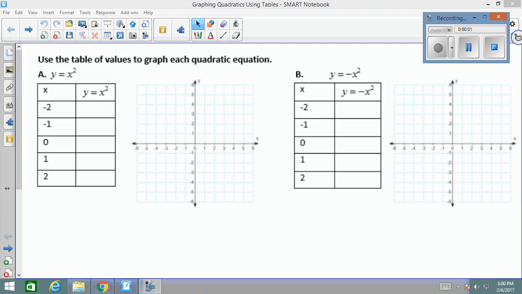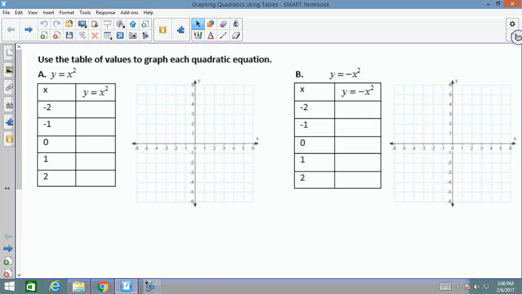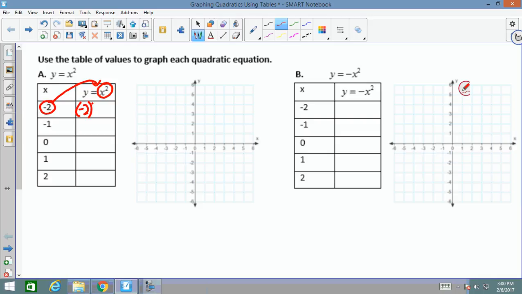Okay, so then we're going to talk about graphing quadratics using a table. What we're going to do here, what does this mean? Anytime I see an x in my equation here, I'm going to replace it with the number that's here. So here it'd be -2 quantity squared. Well, that would give me 4. So here's the first point, which is (-2, 4).